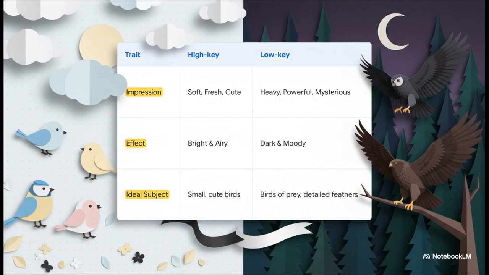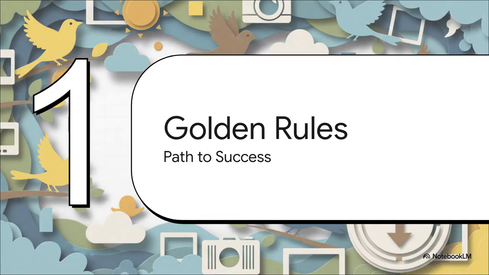You can intentionally overexpose to create what's called a high-key image. It's bright, it's airy, perfect for small, cute birds. Or you can intentionally underexpose for a low-key image. Dark, moody, fantastic for creating drama, especially with birds of prey. See? This is you, the artist, making a deliberate choice. So before you head out into the field, let's lock in the golden rules. Think of these as the non-negotiables that are going to lead you to consistent success.